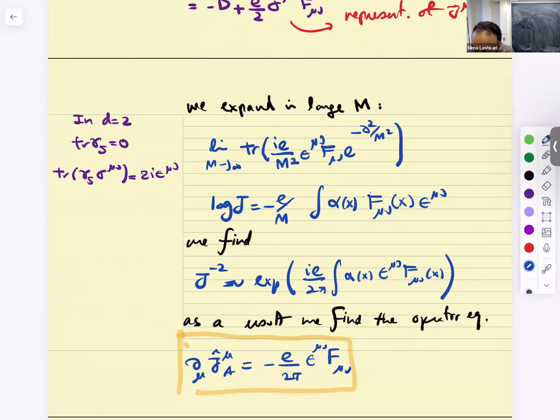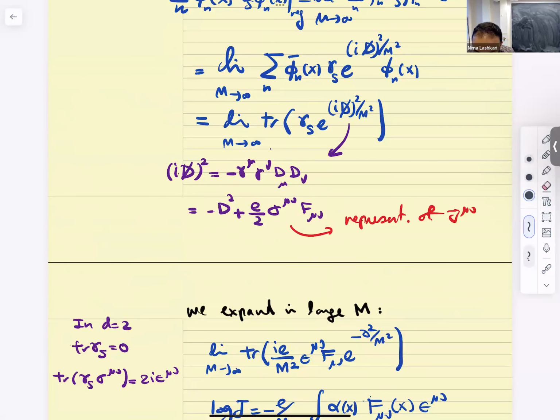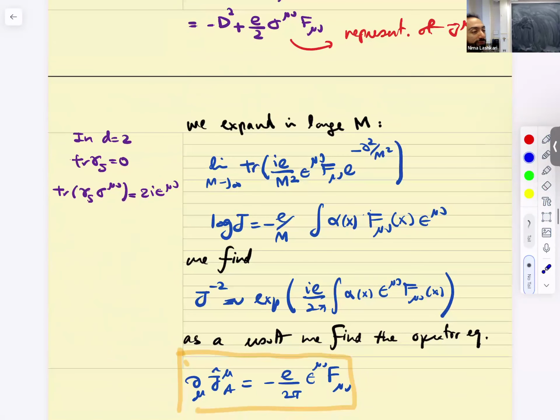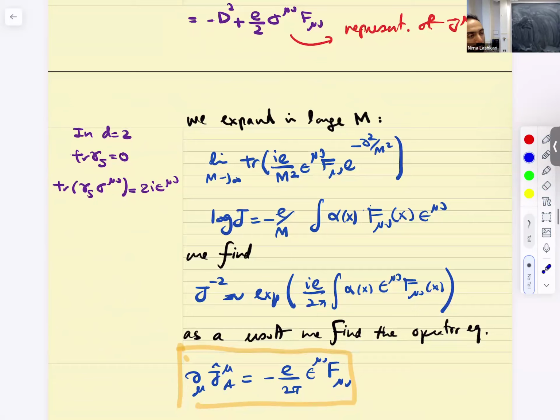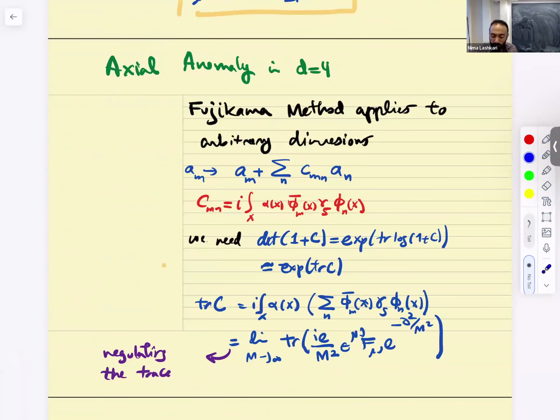But from this line onwards, we use these identities in the expansion of this. So when you expand this, oh, sorry, my bad. I think over here, from this line up to, whoops. Well, okay, you'll see. I'll repeat this calculation in D equal 4. You'll see. All right, so the axial anomaly in D equal 4. All of this is the same. Determinant of 1 over, yeah.